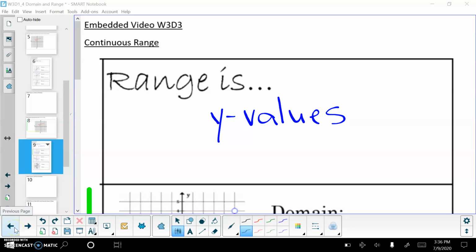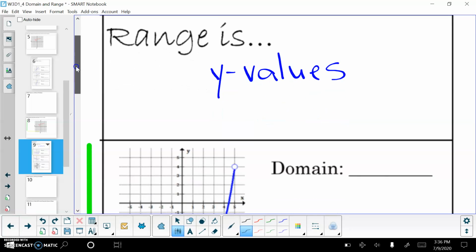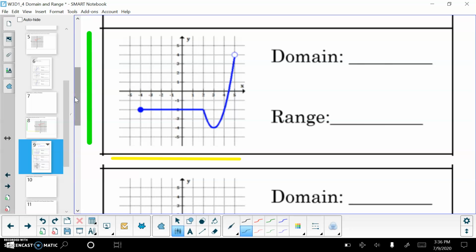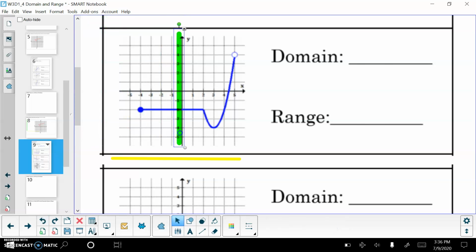This is our tutorial for continuous range, and we're going to remember that range is our y values. And just like before when we did domain, we've got three different graphs to look at, and we're going to use our highlighters. Since we're talking about range and range is the y values, I'm going to use my green highlighter to highlight my y-axis and my y values, to remind myself that those are the numbers that I need to be looking at. I'm not going to be looking at the x-axis anymore. I'm going to be looking at the y-axis because y-axis is range.